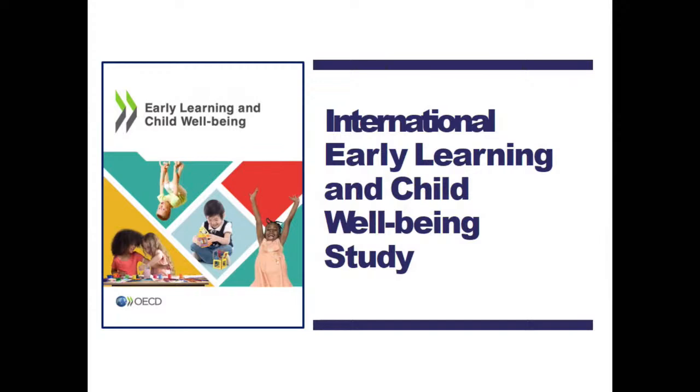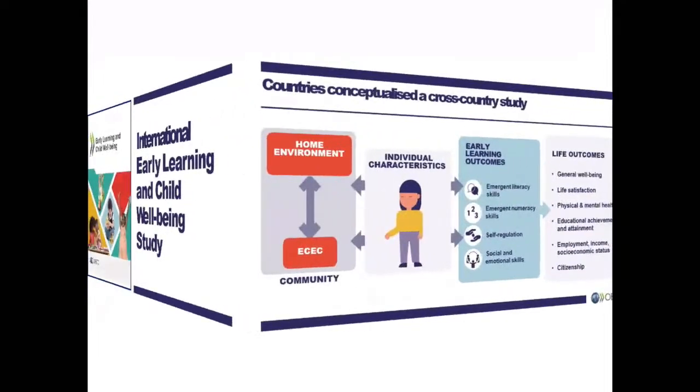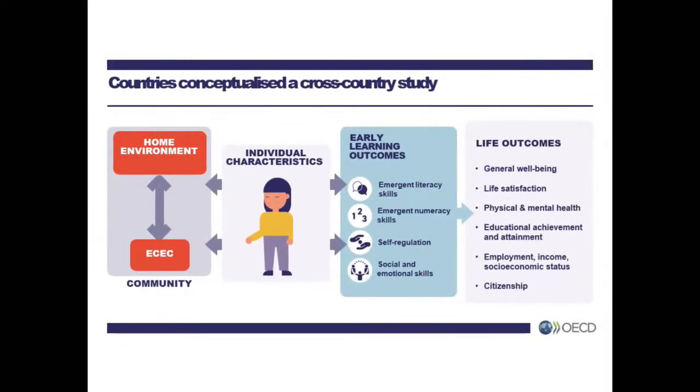So today, what I want to do is share some of the findings from the OECD study on 5-year-olds, the International Early Learning and Child Wellbeing Study, or IELS, as it's called. Now, that is 5-year-olds, and we chose 5-year-olds because countries wanted something that was directly comparable. At 5 years of age, across most countries, almost all children are in early childhood education and care or in very early schooling, so we can access them.